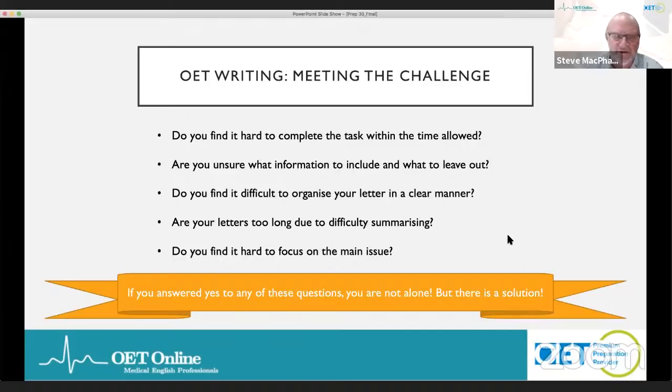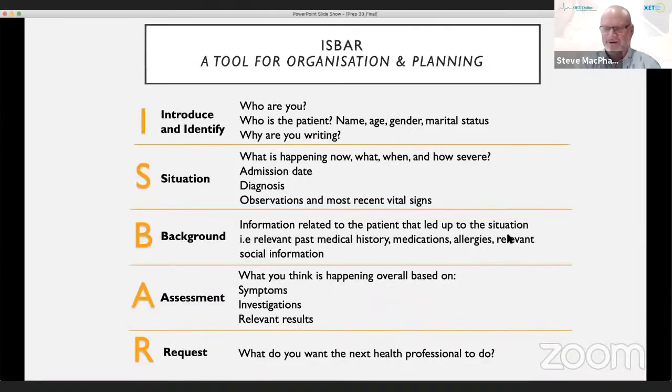All right. Let's have a look. So ISBAR, everyone. Now, ISBAR is a tool for organizing and planning. It's a very useful tool. And I think if you apply this to your own writing, for all the tasks that you do, and keep this in mind while you're reading the case notes and while you're planning your letter, it's going to help you write a well-structured and organized referral letter, which is what you want. Because if you get all those aspects right, then you just need to worry about your language, which you can build through careful preparation.